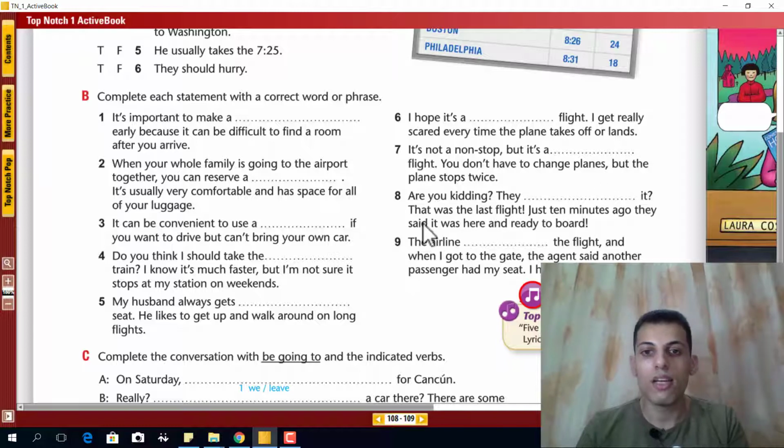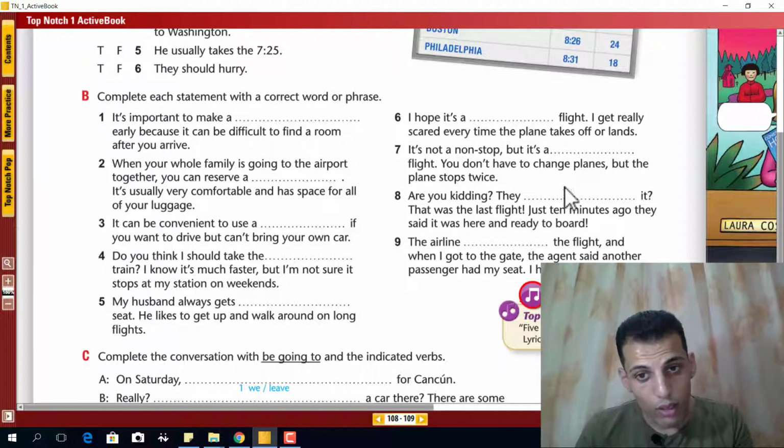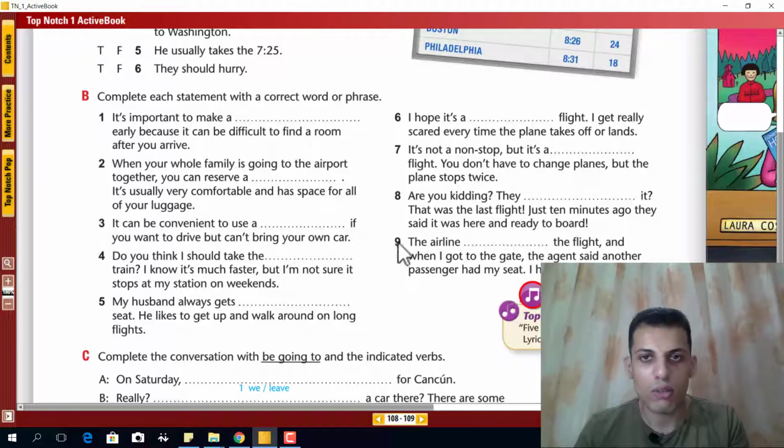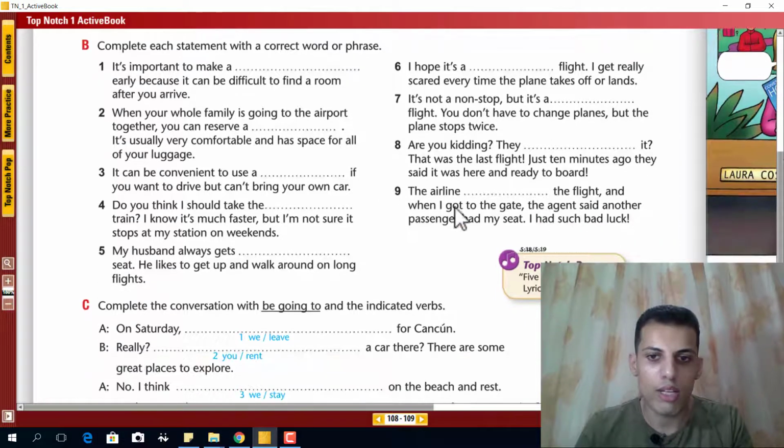Are you kidding? That was the last flight just 10 minutes ago. They said it was here and ready to board. So are you kidding? They canceled it. Okay, it was just 10 minutes ago and they already announced it.